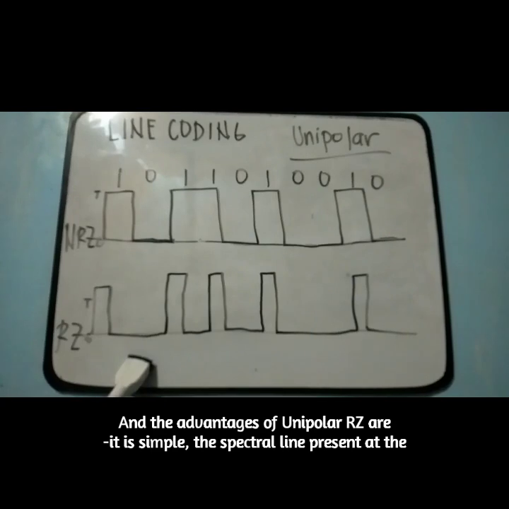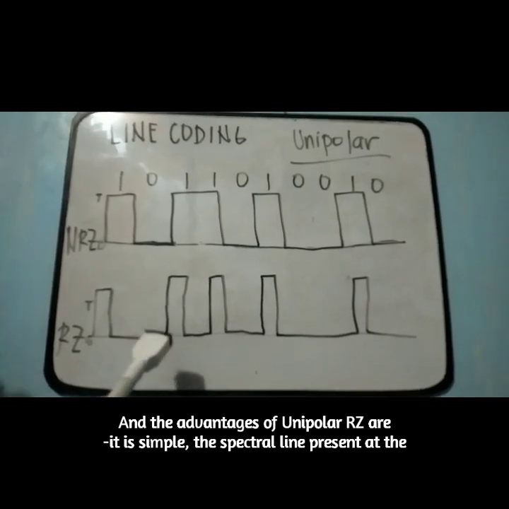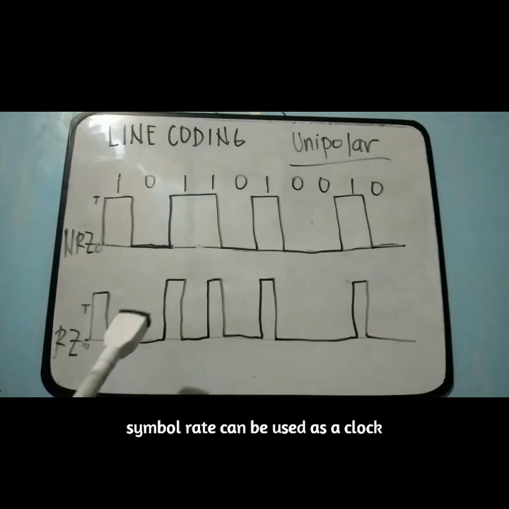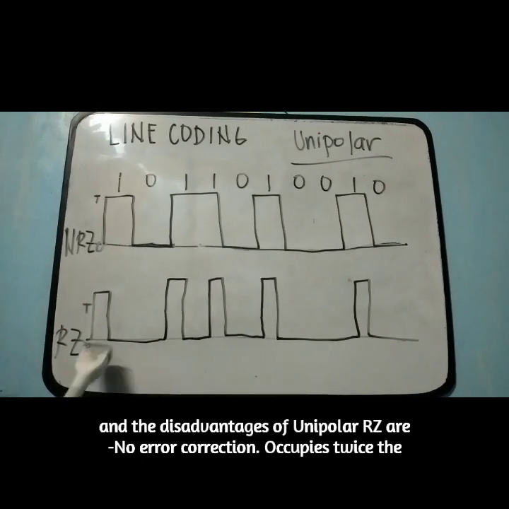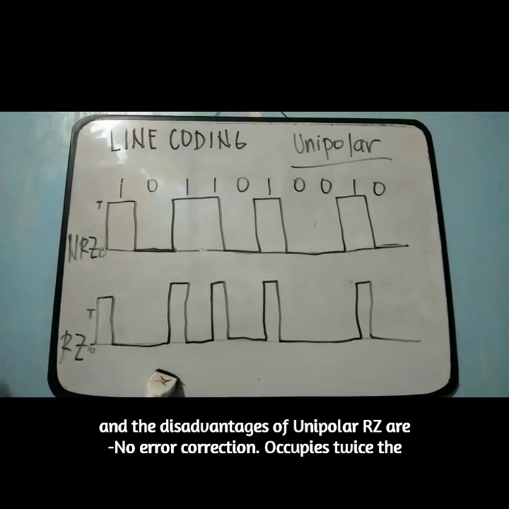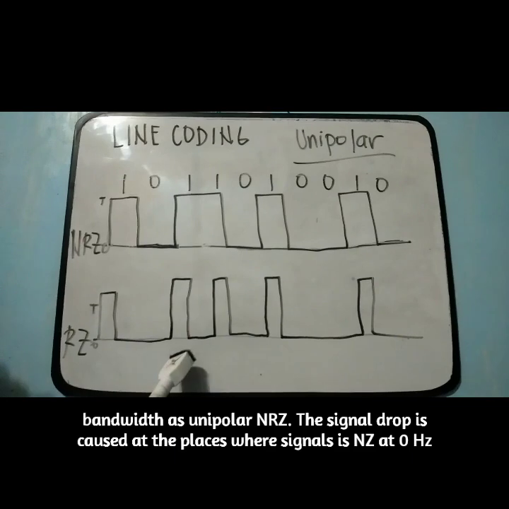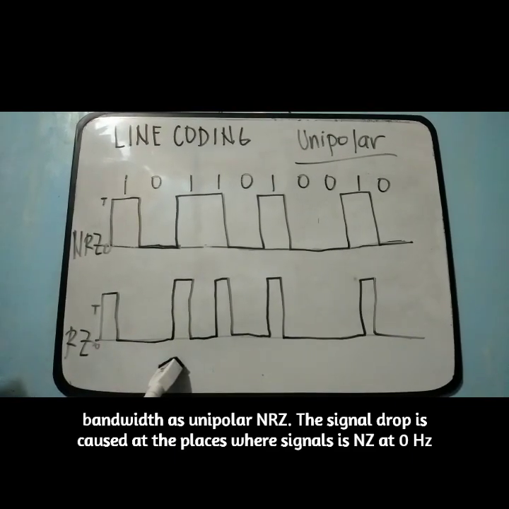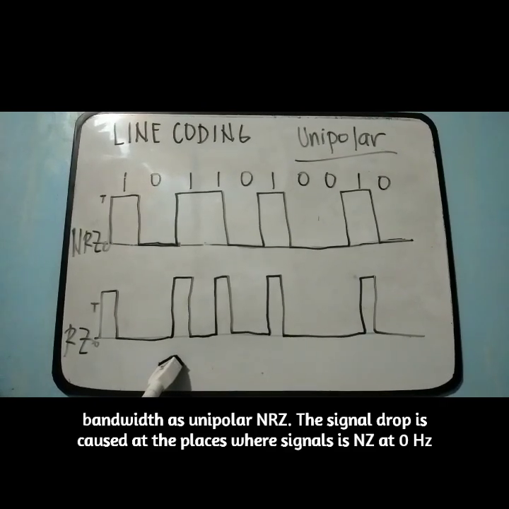And the advantages of unipolar return to zero are it is simple, and the spectral line present at the symbol rate can be used as a clock. The disadvantages of unipolar return to zero are no error correction, and it occupies twice the bandwidth of unipolar NRZ. The signal drop is caused at the places where the signal is non-zero at 0 Hz.